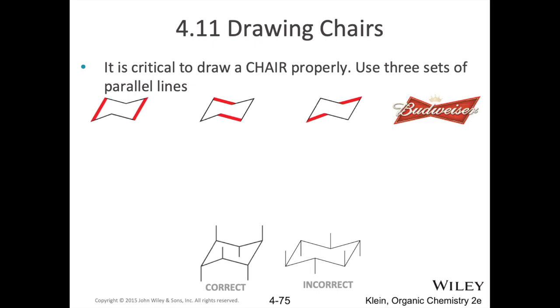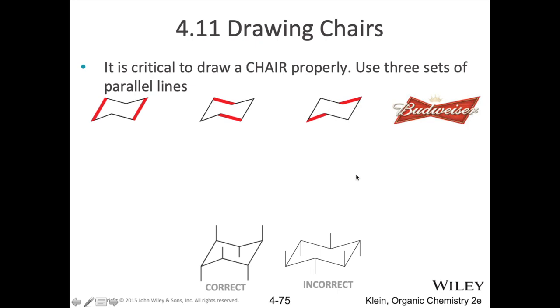So, how to draw a chair? I recommend doing this a little mindlessly just to make it second nature. Just try drawing chair conformations. Essentially, you have three sets of parallel lines, and it looks a bit like a bow tie. I use the Budweiser logo here for comparison, but it looks like that. A quick way to tell that you're doing it correctly is that there are three sets of parallel lines as drawn here.